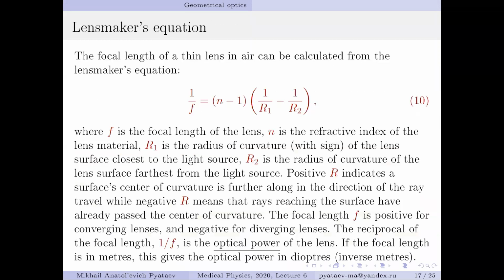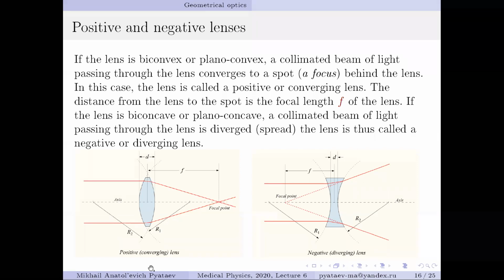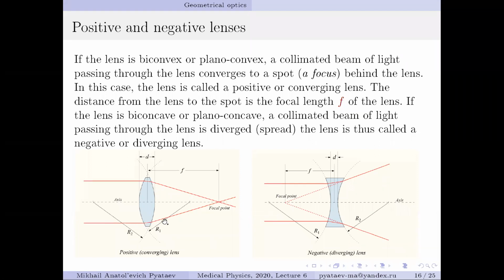Let us see how it can be done. So here is the way of light beams in a lens. If we have a biconvex lens, it is called positive. Actually, every lens which makes parallel light converge in some point is called positive. And if the light beams which were parallel go divergent, then the lens is called negative.